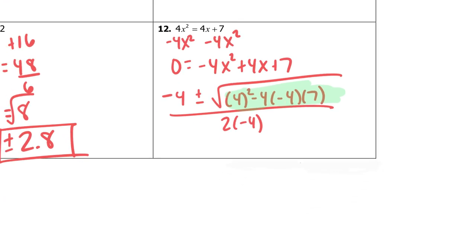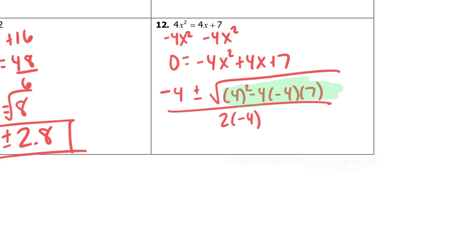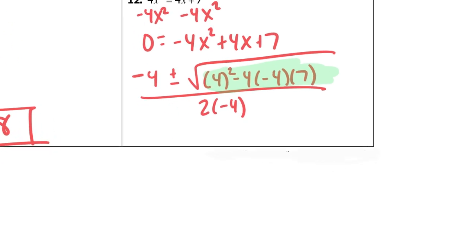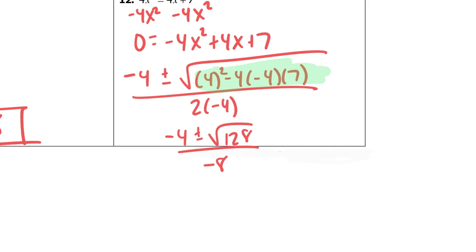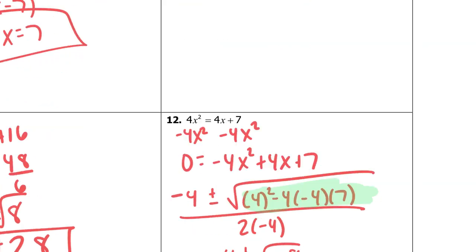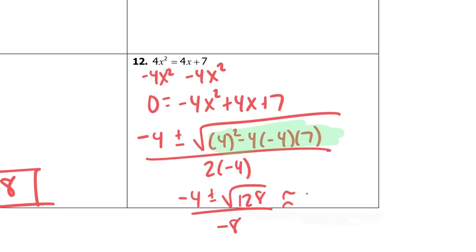So let's see, I end up getting, looks like it's 128 for that thing under the root. 2 times negative 4 is negative 8. Approximate the square root of 128. So in other words, type it in the calculator. We get 11.3. Oops. Sorry. So you get -4 plus or minus 11.3 over -8.